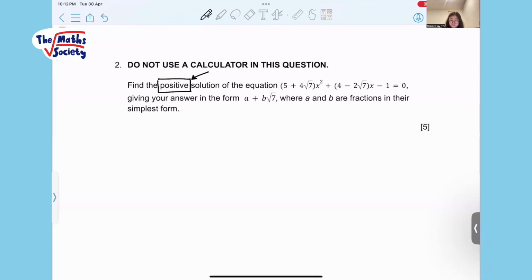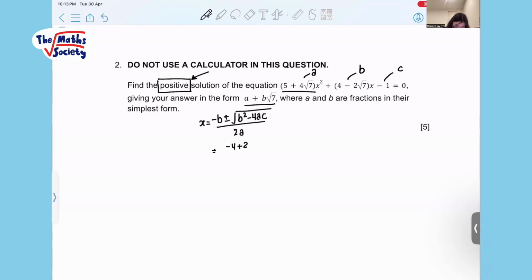Because this one is a quadratic equation, which is 5 plus 4 root 7 x squared plus 4 minus 2 root 7 x minus 1 equals 0. And to give a plus b root 7, because it's quadratic, we know we have to use the quadratic formula, which is x equals minus b plus or minus the square root of b squared minus 4ac, divided by 2a. So here we know that this one's a, this one's b, and minus 1 is c, right? So if it's minus b, we have minus 4 plus 2 root 7.